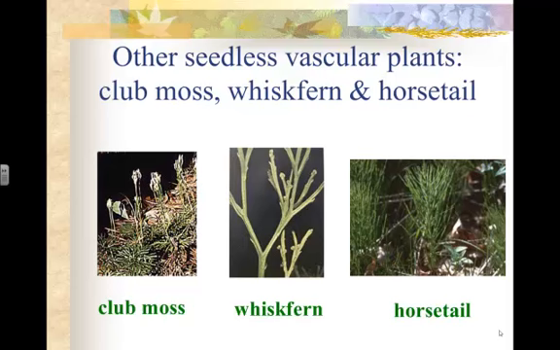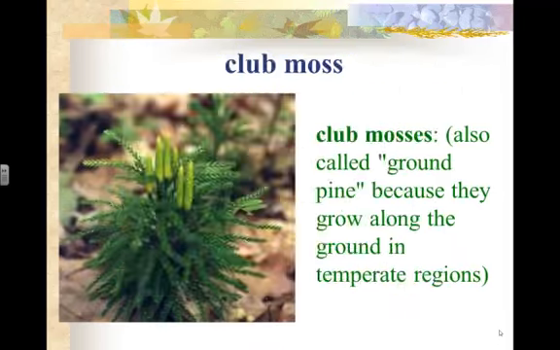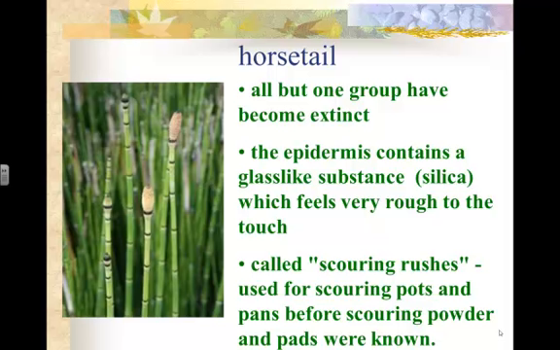Some other seedless vascular plants are the club moss, the whiskfern, and the horsetail. Club moss is also known as ground pine because of how it grows low to the ground and also in temperate regions. And there's an example of what it looks like. It's not very high again, but it does have vascular tissue.